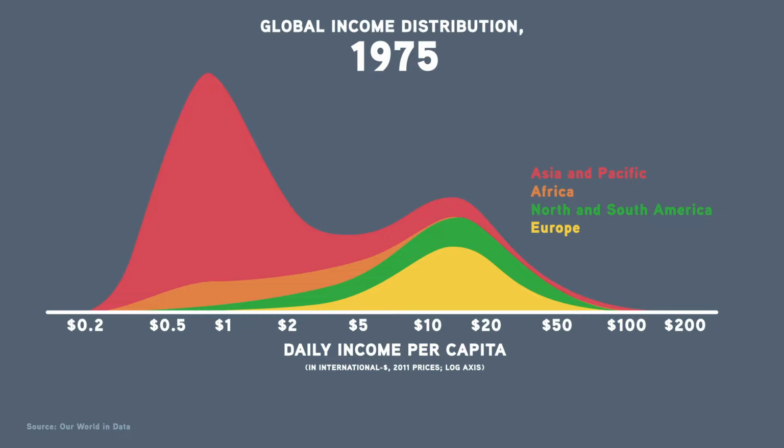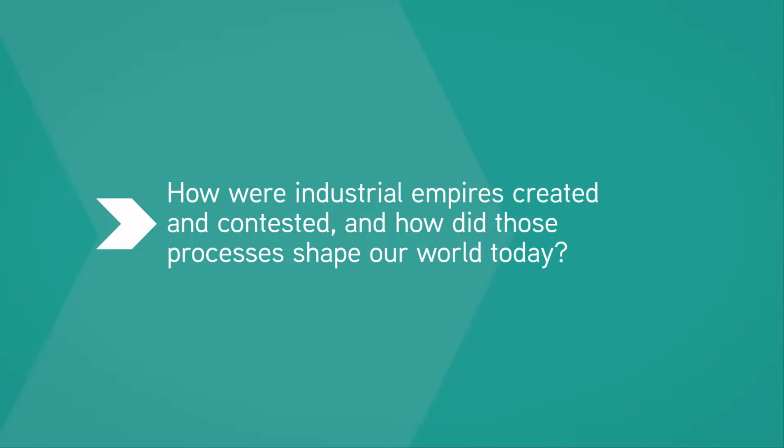Was it empire and colonialism that created this double hump of poor in one region and wealthy in another? If so, how? How were industrial empires created and contested, and how did those processes shape our world today? If we want answers, we have to look to the histories of the colonies themselves.